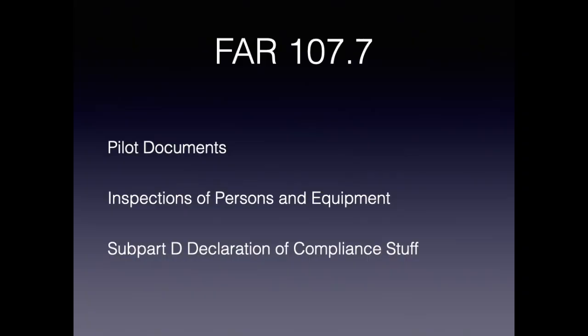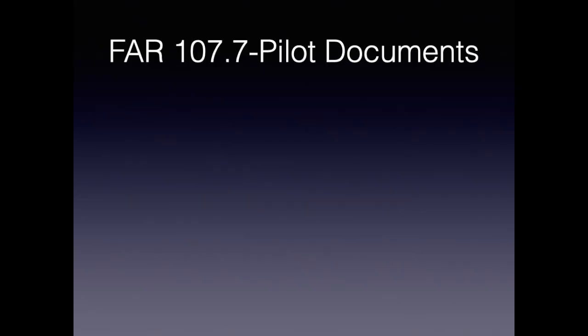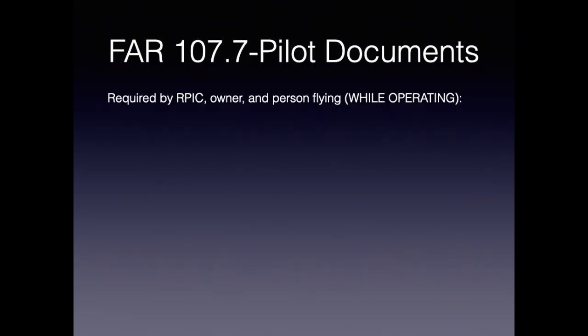And I know that's what it is because it's specifically Subpart D declaration of compliance, and Subpart D is the part that talks about flight over people. All right, so let's look at these. First of all, let's look at the pilot documents and what it says about those. It says that the following is required for the RPIC, which is the remote pilot in command, the owner and the person flying while you are operating.